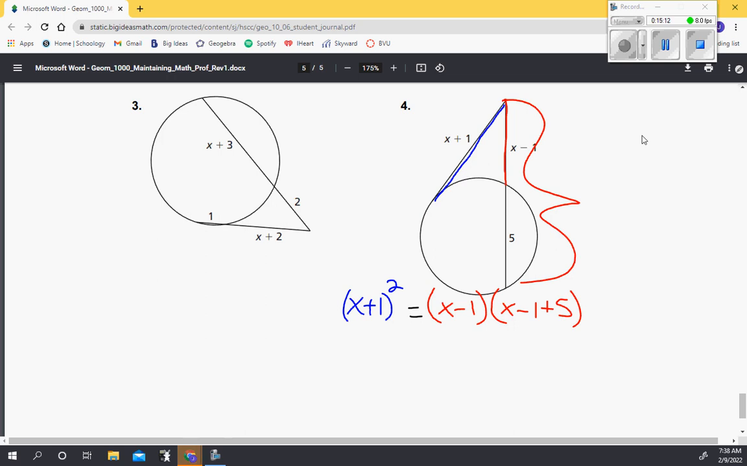Now, on the left side, x plus 1 squared. We talked about this in this chapter. We have to write x plus 1 twice. We get x plus 1 times x plus 1. And we're going to have to FOIL that out. This is equal to, I'm just going to simplify right now. X minus 1 times x plus 4.